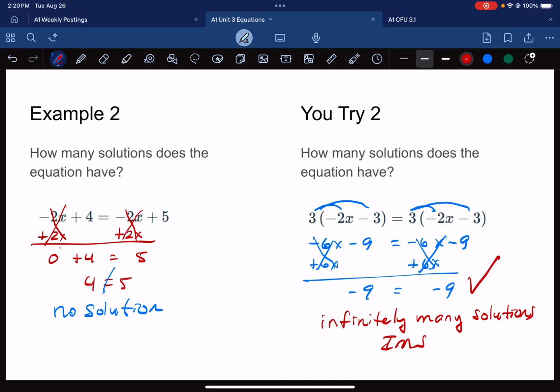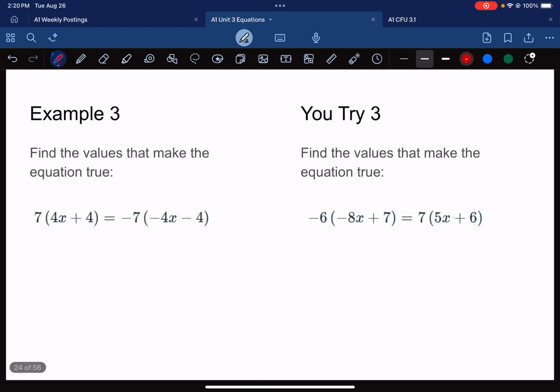So in this one over here, the variables dropped, but 4 did not equal 5. That was no solution on this side. The variables dropped out, and I was left with negative 9 equals negative 9, which is true. All right, example 3. So again, I love this distribution. Lots of practice for you guys on this.